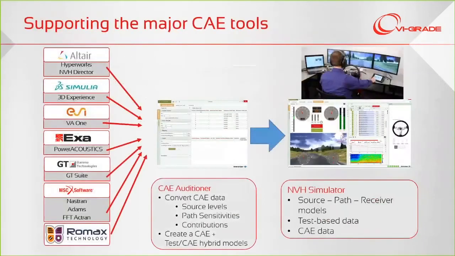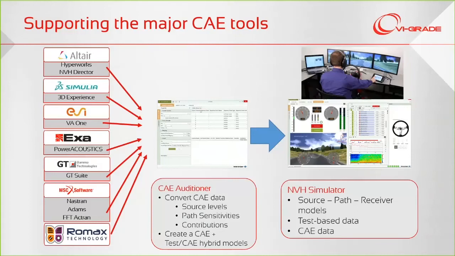I've also mentioned a lot about CAE tools and bringing in CAE data. I would say that the vast majority of NVH simulator models are hybrid models. They're combinations of CAE data and measured data. And we've worked with a lot of the major CAE suppliers to make this transition of data into the simulator as easy as possible. And we're continuing to work on that, expand that capability to other suppliers and to make this smoother every day.